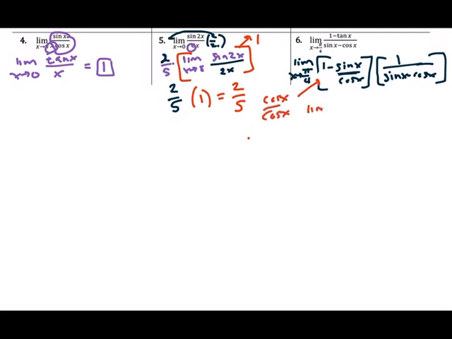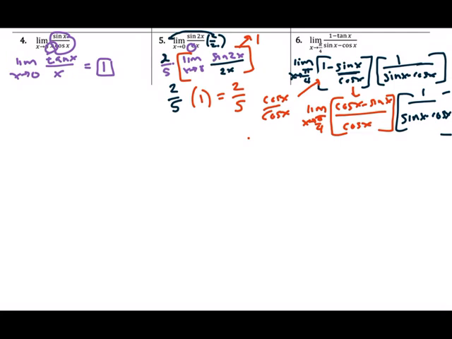So I'm going to have the limit as x approaches pi over 4 of cosine of x minus sine of x, all divided by cosine of x. So that's what this has become after finding a common denominator. I'm multiplying that by my 1 over sine of x minus cosine of x.